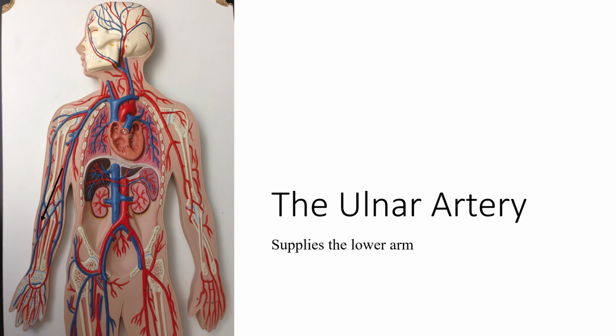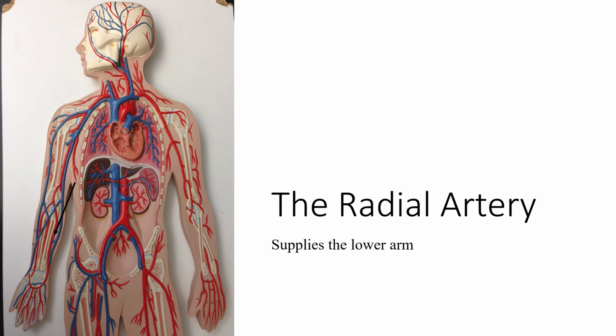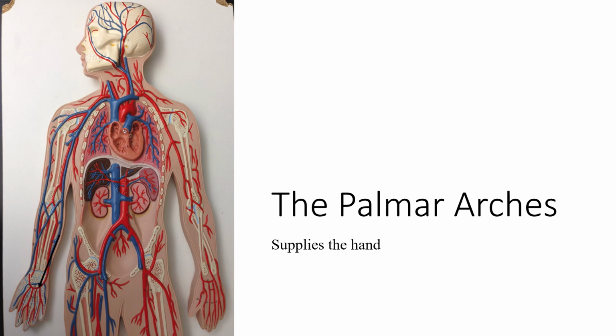Now, the ulnar artery, as you can see, supplies the lower arm. The radial artery also supplies the lower arm. And the palmar arches supply the hands.